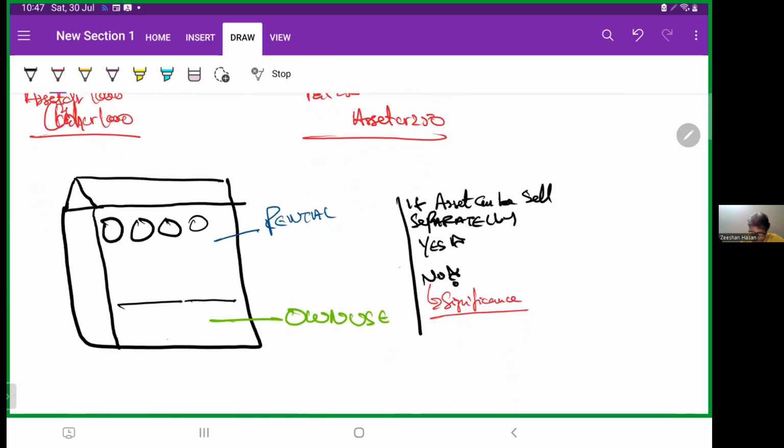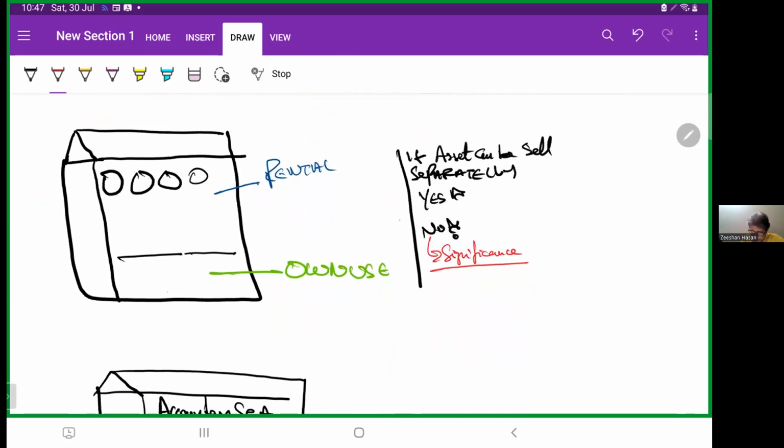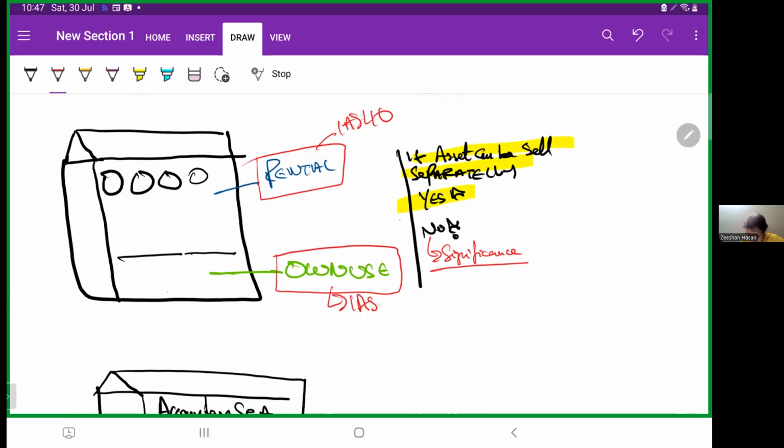Now let us look at one of the examples. Suppose here is a building we have. This portion is for our own use, and this portion is for rental purposes. Now, the question is which accounting standard to apply, either IAS 16 or IAS 40. Firstly, we will consider whether the asset can be sold separately. If the answer is yes, then on this portion we will apply IAS 40, and on this portion we will apply IAS 16, right?